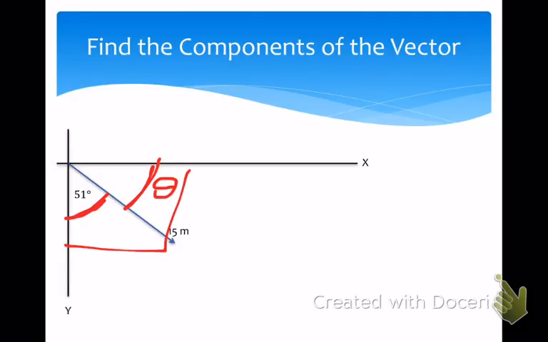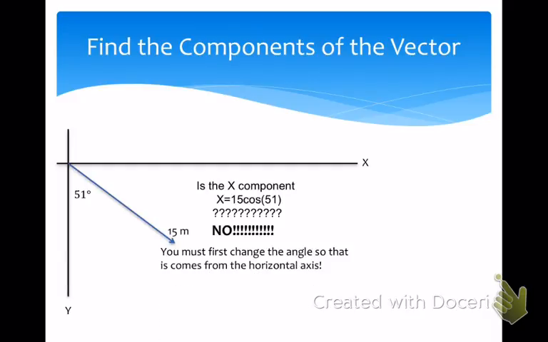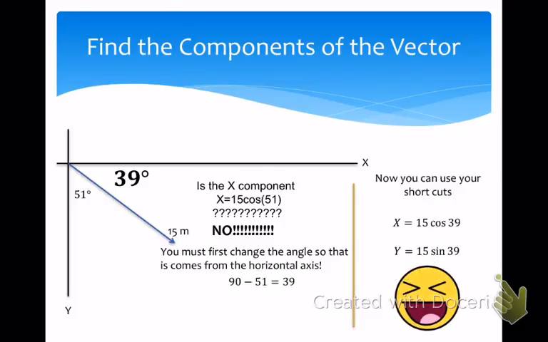This whole thing is 90. So 90 minus 51 is going to give me 39. And then I can use 39 and find all of my components. And so there's a little bit on vector mathematics.